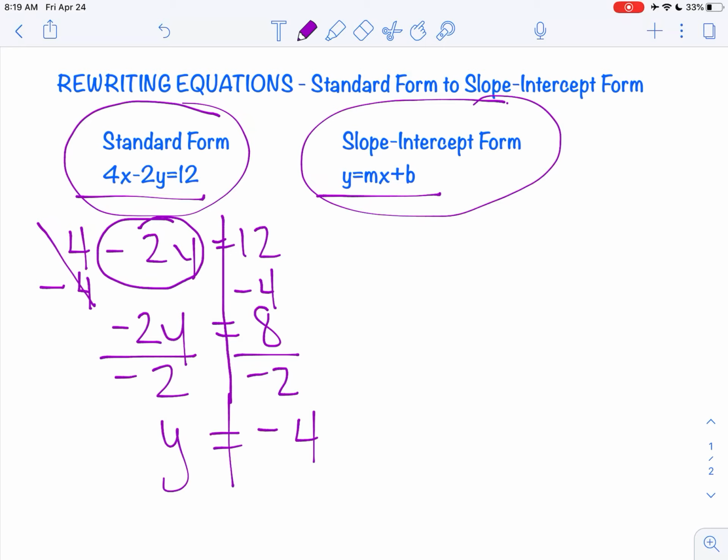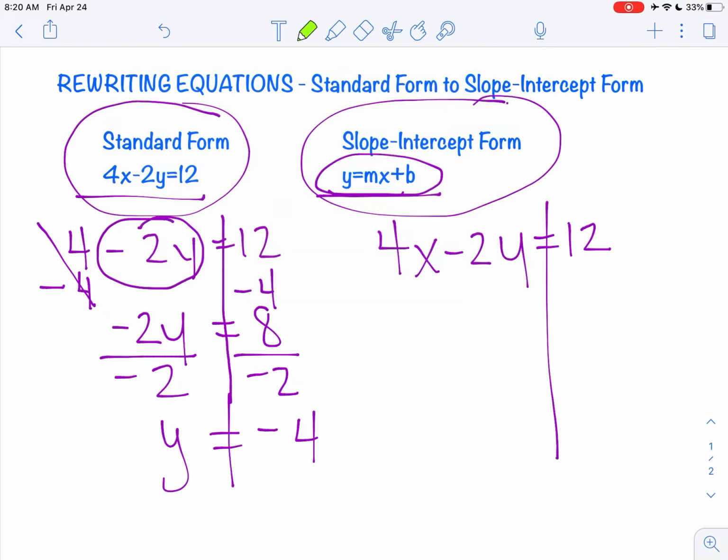So when we change from standard form to slope-intercept form, we're going to do basically the same thing, only this time we're going to be moving a whole term, including the x, because we need to get that y by itself so that it will take the form of y equals mx plus b. So let's start with the equation that we're given here: 4x minus 2y is equal to 12.